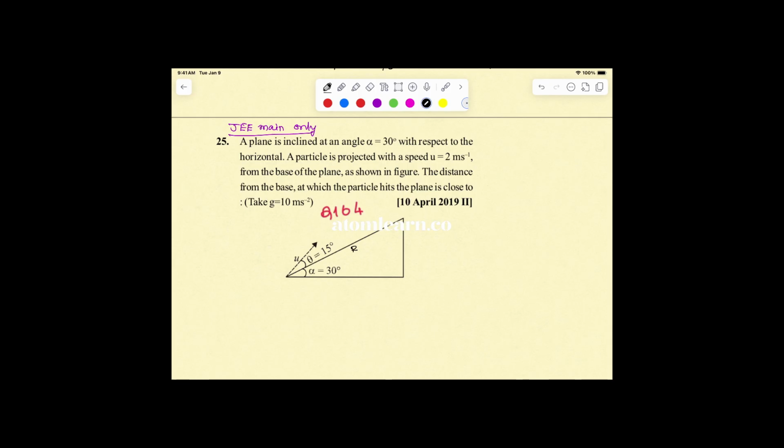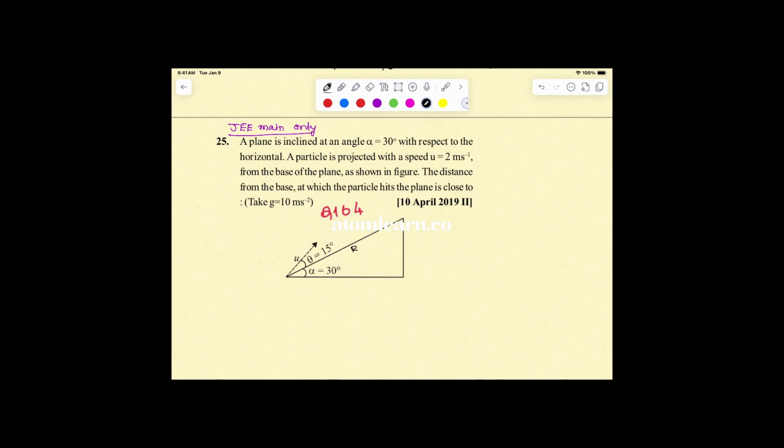Go to the next problem. A plane is inclined at an angle. By the way, these inclined plane problems are only for JEE Main only. NEET students can ignore these problems.